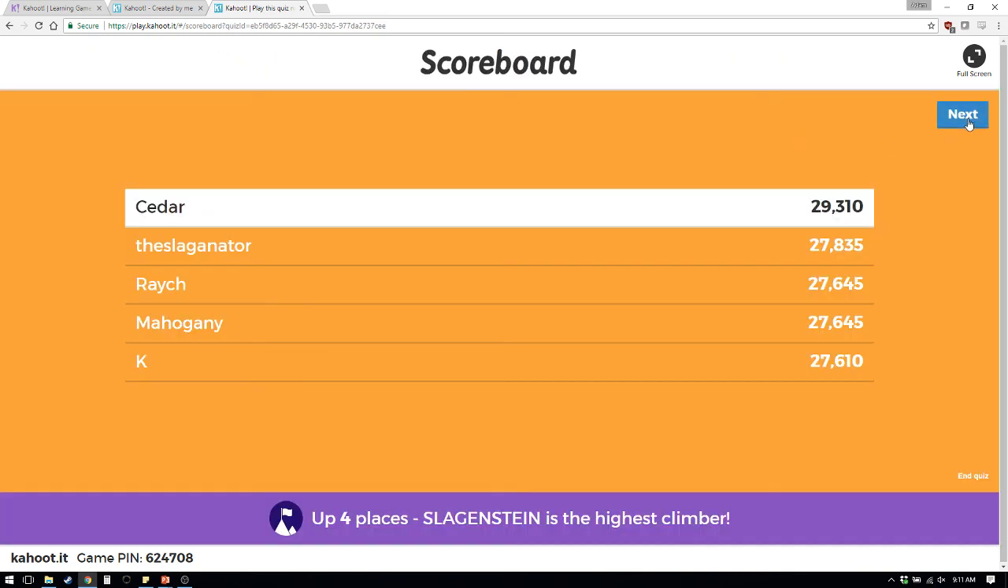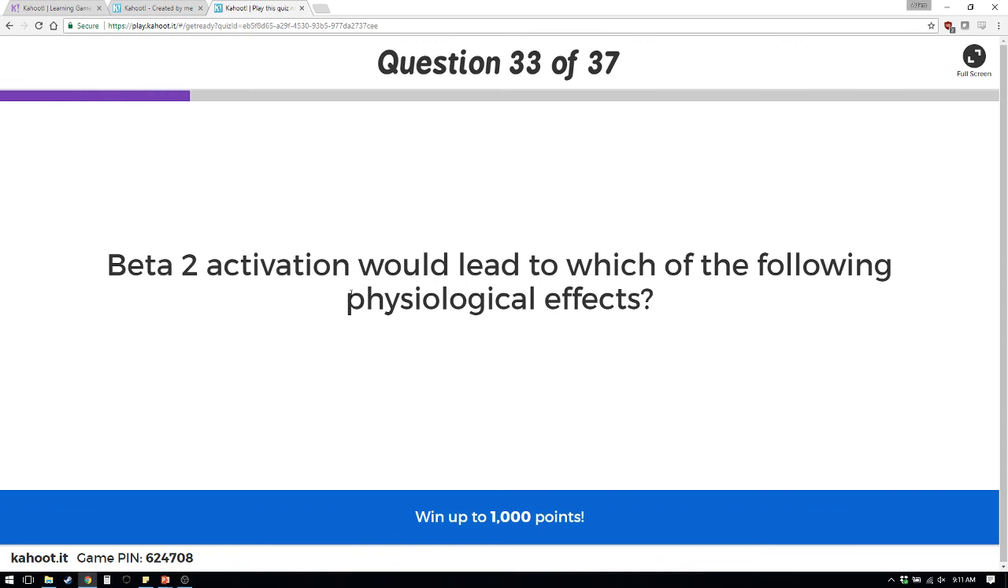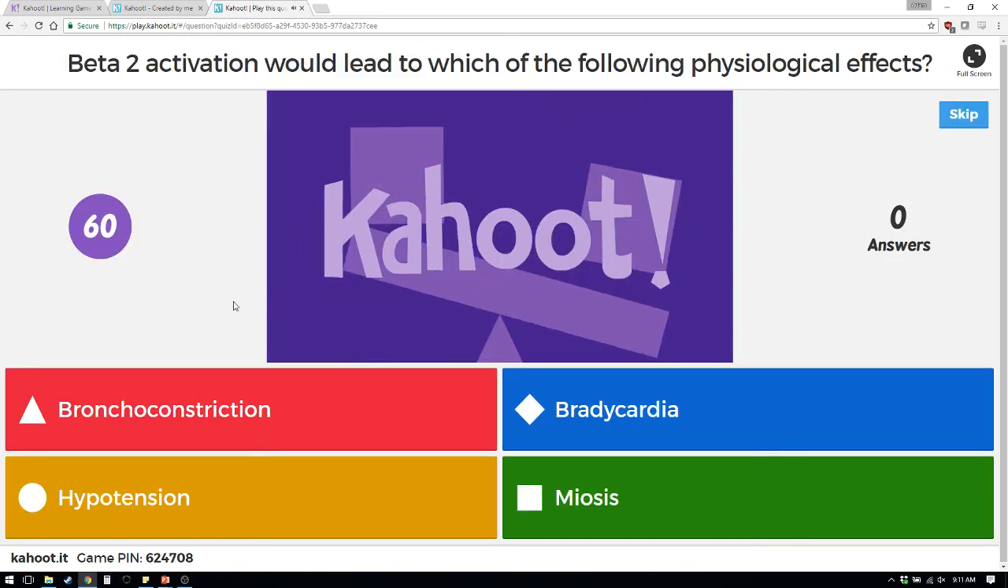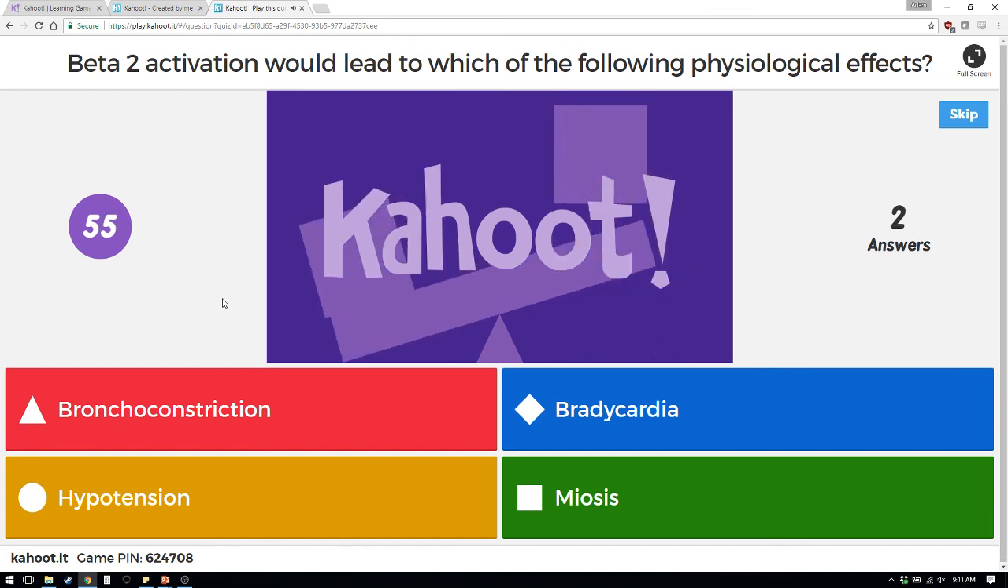Great. Beta 2 activation would lead to which of the following physiologic effects? Bronchoconstriction, bradycardia, hypotension, meiosis.